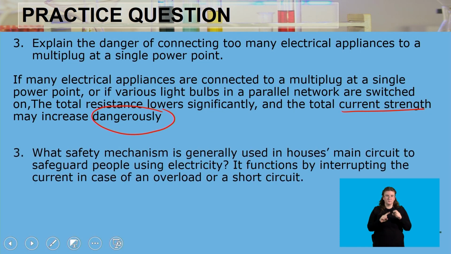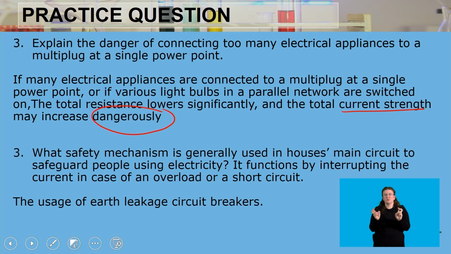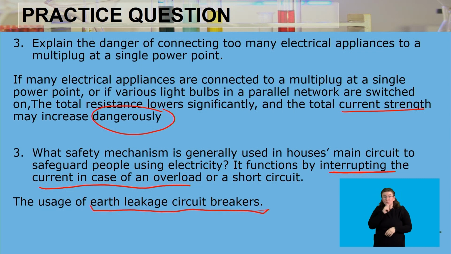Right, moving on to the next question. What safety mechanism is generally used in houses' main circuit to safeguard people using electricity? It functions by interrupting current in case of an overload or a short circuit. Now remember, this particular earth leakage circuit breaker, its function is to interrupt the current in case of an overload or a short circuit. So what safety mechanism do we use? We are using the earth leakage circuit breakers.